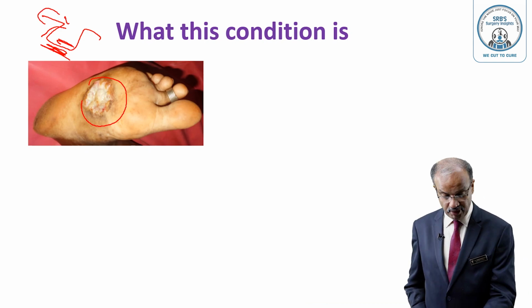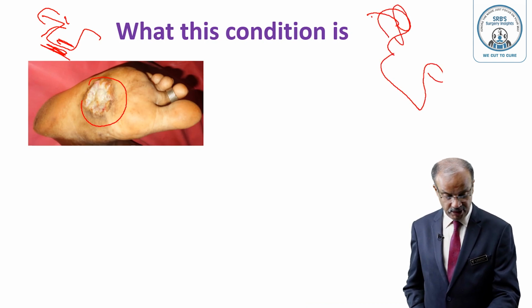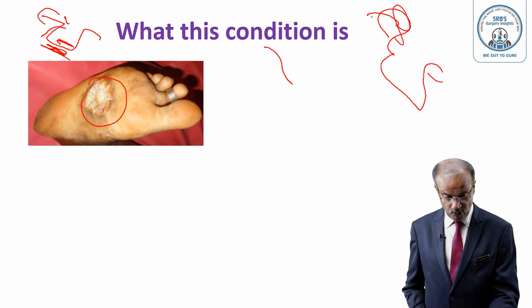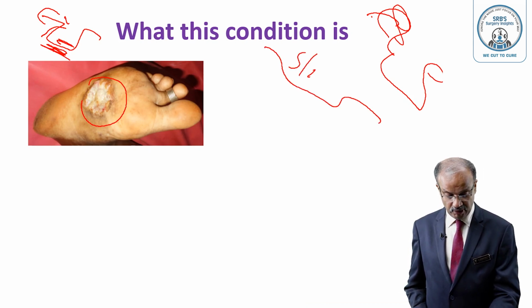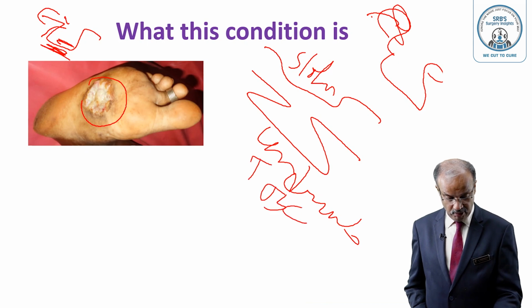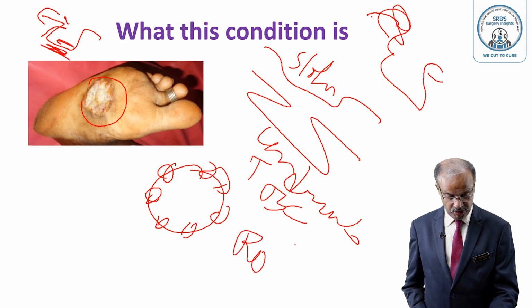So here the edge is raised and everted, very typical of squamous cell carcinoma. Other edges are: sloping edge in a healing ulcer, undermined edge in a tuberculous ulcer, and beaded edge, which is typical of the rodent ulcer, BCC.